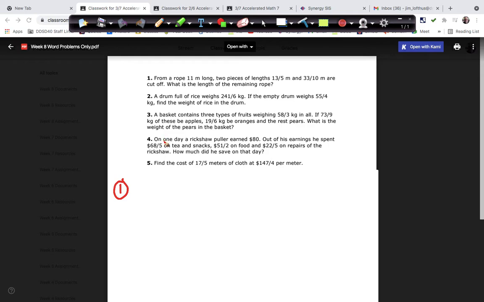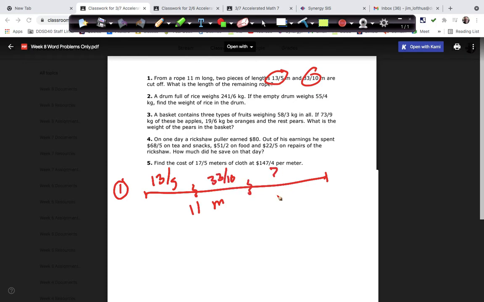says, from a rope 11 meters long, 2 pieces of length 13/5 meter and 33/10 meters are cut. What is the length of the remaining rope? So I'm just going to draw a sketch. We've got this 11 meters, and we cut this section off here that is 13/5, and we cut another section off that's 33/10, and then we want to know how much is left here.